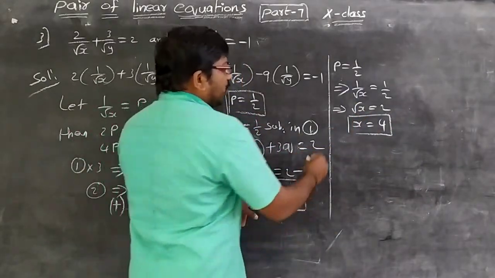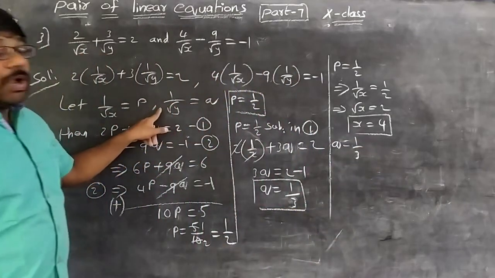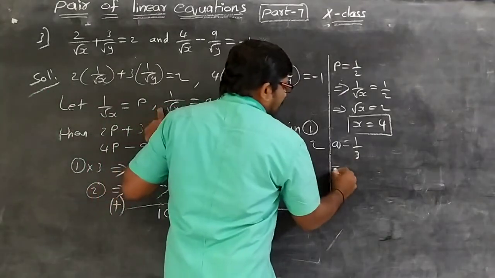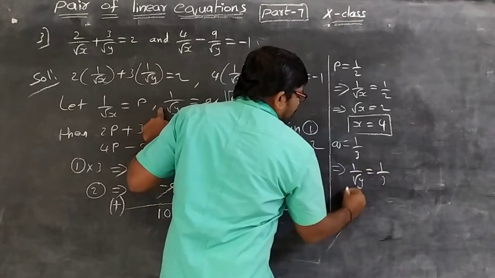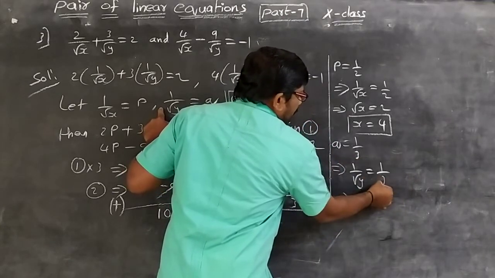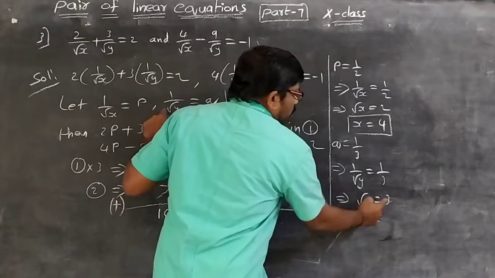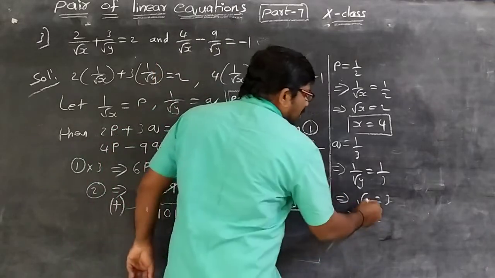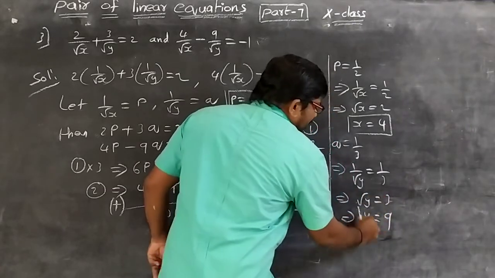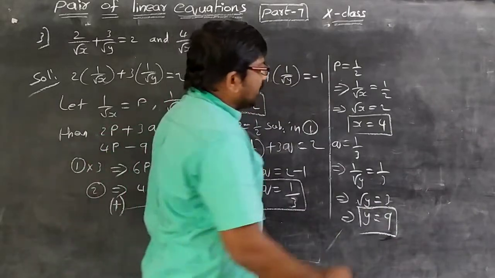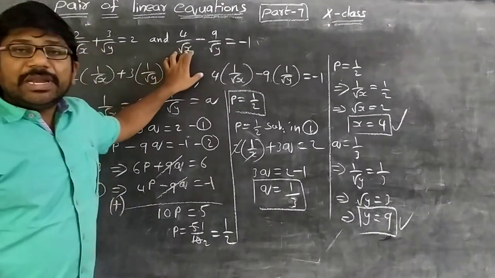Next, the q value, 1 by 3. q is 1 by root y, so 1 by root y is equal to 1 by 3. Then root y is equal to 3. By squaring on both sides, 3 square is 9 and root y square is y, so y is equal to 9. So x equal to 4 and y equal to 9 is the solution of the given pair.